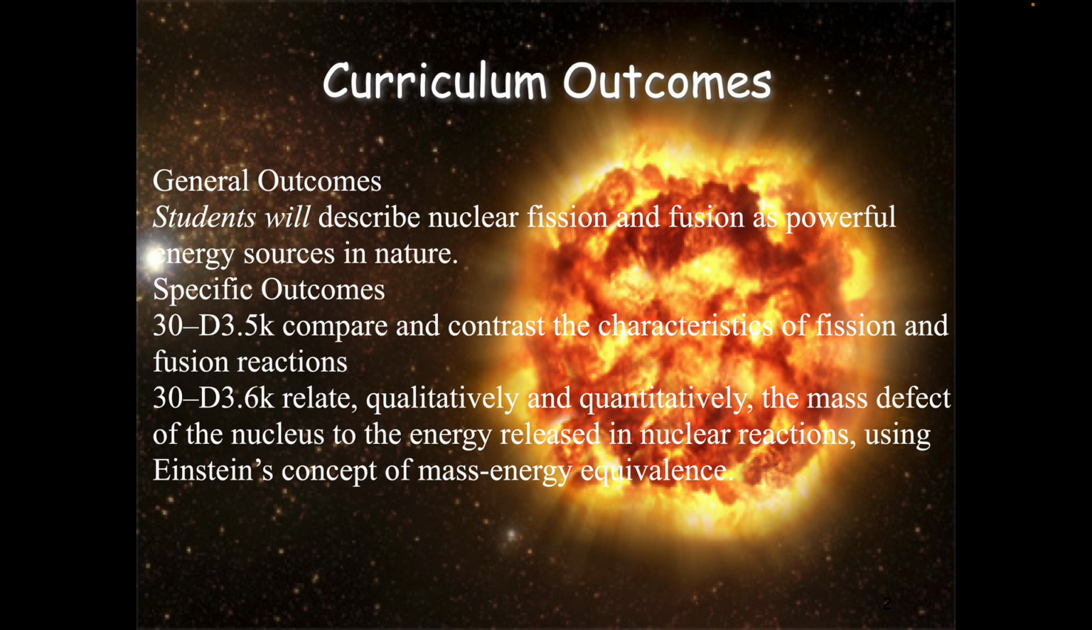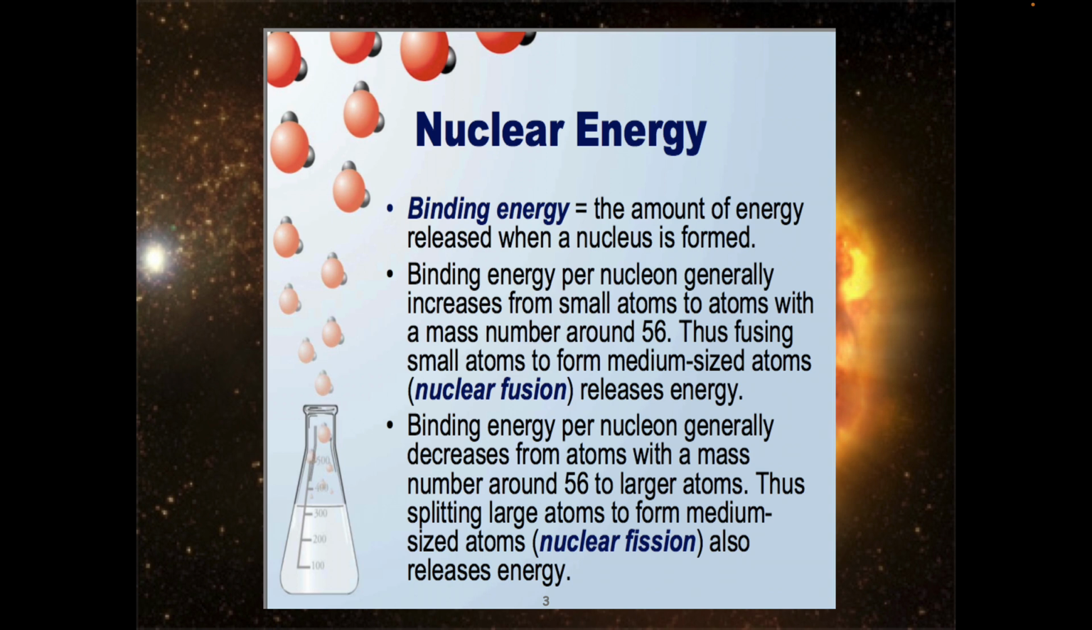Now, the curricular outcomes connected to this. A general outcome: students will describe nuclear fission and fusion as powerful energy sources in nature. Specific outcomes: compare and contrast the characteristics of fission and fusion reactions. Relate qualitatively and quantitatively the mass defect of the nucleus to the energy released in nuclear reactions, using Einstein's concept of mass-energy equivalence.